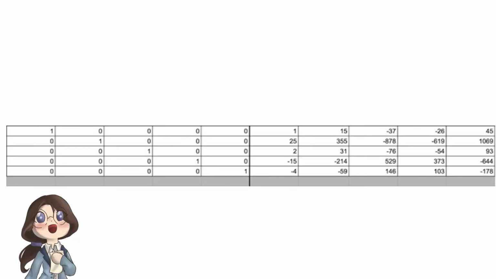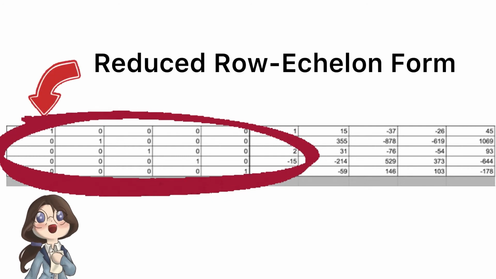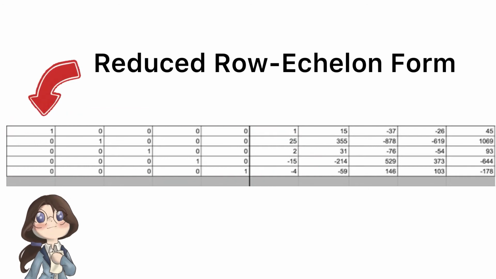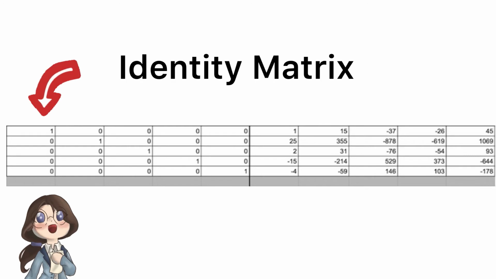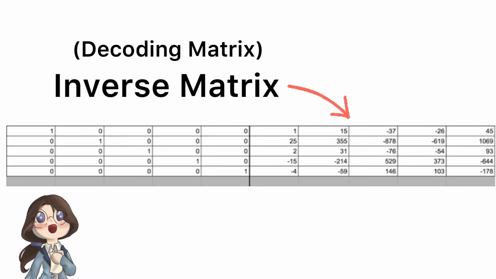Fifth, the steps will be repeated until all entries above and below the main diagonal have a value of 0, which is a reduced row echelon form. After the encoding matrix is in the reduced row echelon form, or in other words, the identity matrix, the identity matrix from the beginning automatically becomes the inverse of the encoding matrix, which is the decoding matrix. The resulting inverse matrix can be checked for accuracy in the next step.